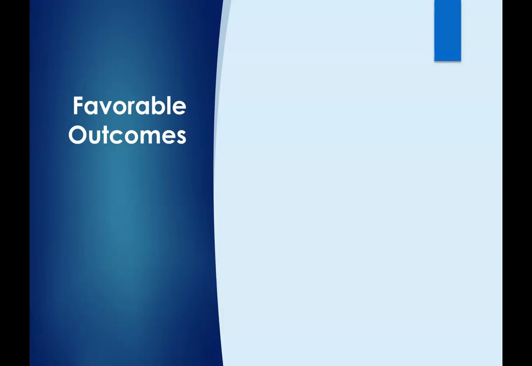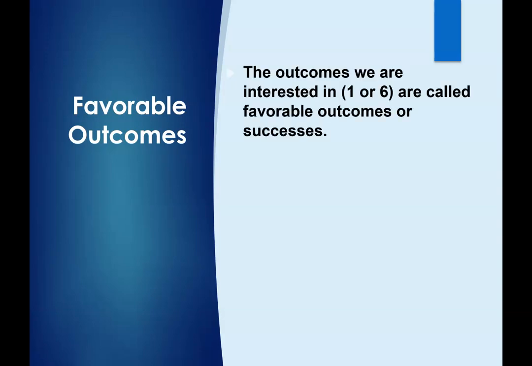So in probability, we talk about favorable outcomes, or we may call them successes. The outcomes we are interested in, getting a 1 or a 6, are called favorable outcomes or successes. Even if it's something that might have a negative connotation, we still call it favorable or success, because that's the event that we're interested in. That's a weird little thing to think about as you're doing these.